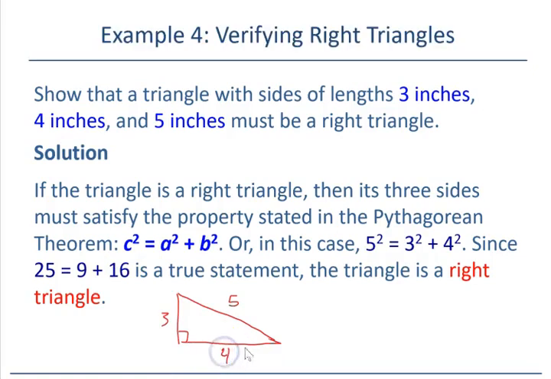What they're saying is, how do I know this is a right triangle? Well, let's put this in the formula. And remember, you can write that C on either side here. But notice how they wrote it here. 5 squared equals 3 squared plus 4 squared. Well, what's 5 squared? 5 times 5 is 25. 3 squared is 9. 4 squared is 16. And look at the math. 16 plus 9 is going to give me 25. So yes, I do have a right triangle.